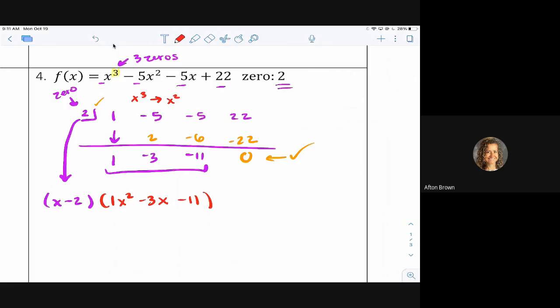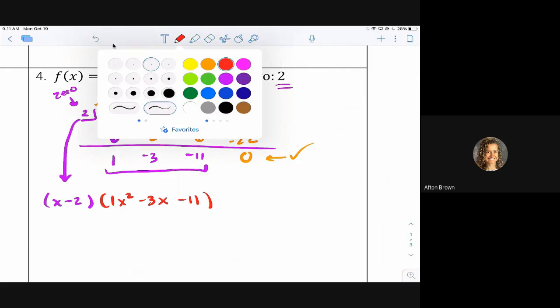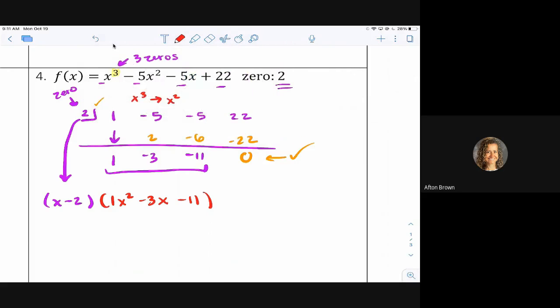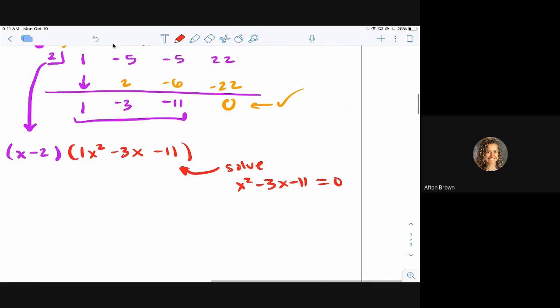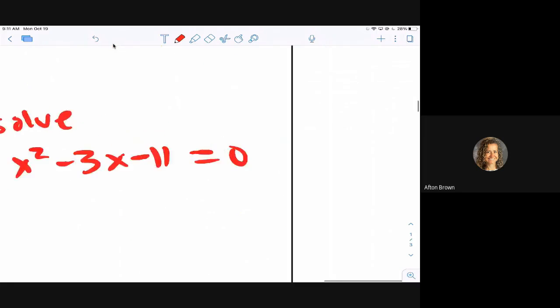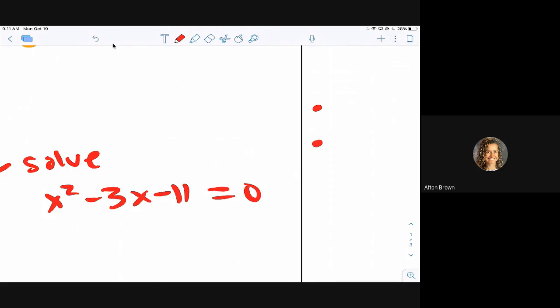So Sean's question is, if I'm understanding correctly, once we get to this point, how do we know if we do the quadratic formula? The three options. So our goal now is to solve this equation, x squared minus 3x minus 11. Our goal is to solve that. What are the three options of solving a quadratic? We have three different things we can do.